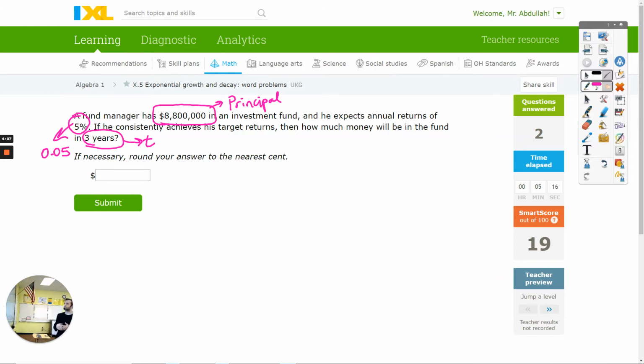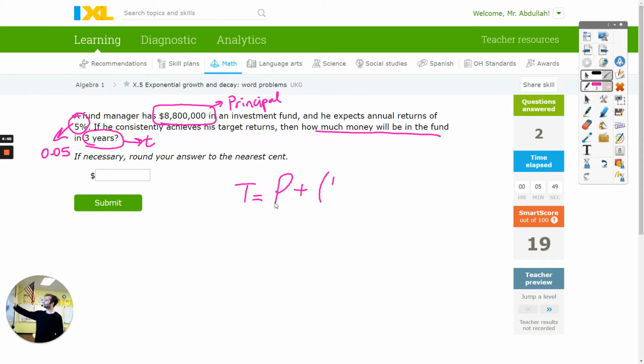So we have the principal amount, the interest rate, and the time frame. What's the question? How much money will be in the fund in 3 years? This is not about finding the interest that he's going to earn. So it's about the total amount in the account. That would be the total. Let's just use a letter like T, total. Principal amount, plus, let me see, 1 plus the interest rate. What letter do we use? Rate. Okay. To the power of the time.